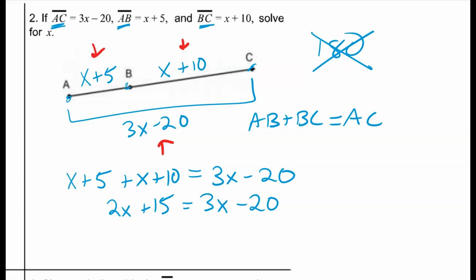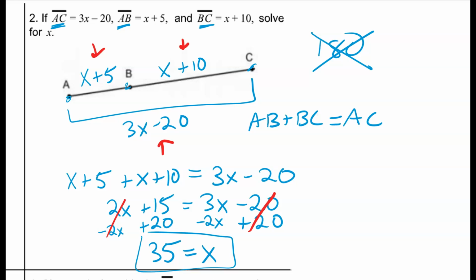And I've got a little bit more work to do to solve this equation. So I'm going to add 20 to both sides to get rid of that negative 20. And I'm also going to subtract 2x on both sides to try to group all of my x's together on one side of the equation. So what happens here is the 2x is reduced to 0, minus 20 and plus 20 reduces to 0. I'm left with 35 on one side and x on the other. So x equals 35. They didn't ask me to solve for BC or AC, so I don't need to substitute back in, but make sure you're just aware of what you're looking for in the problem.